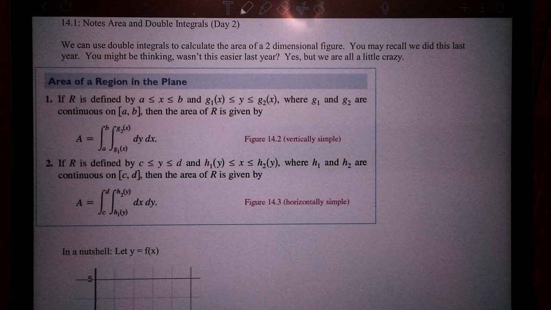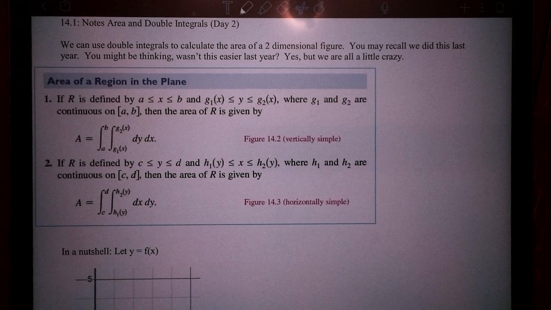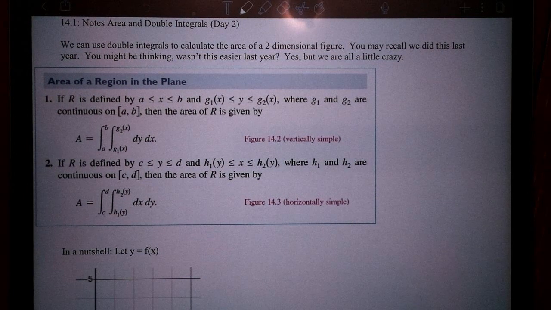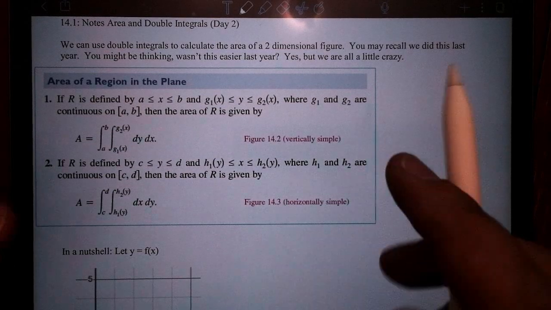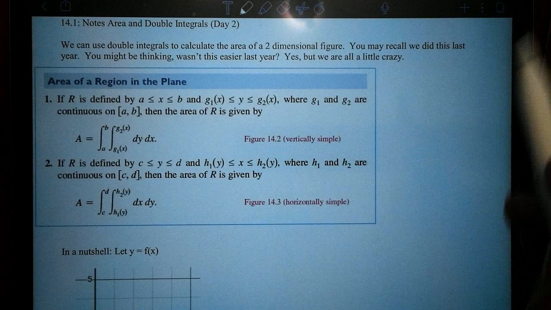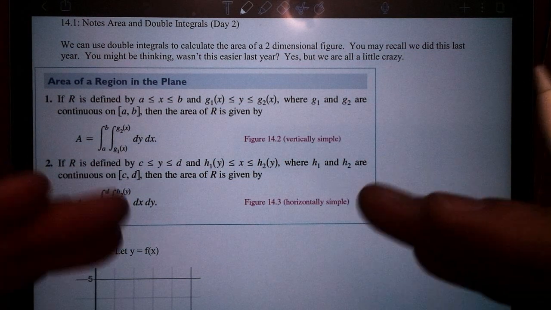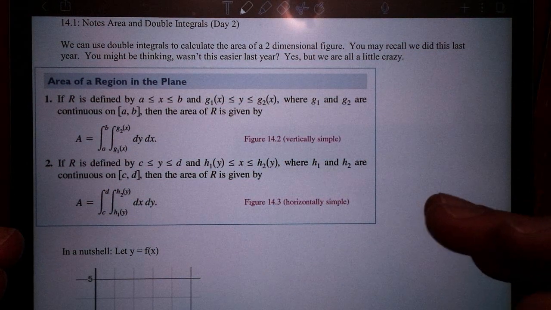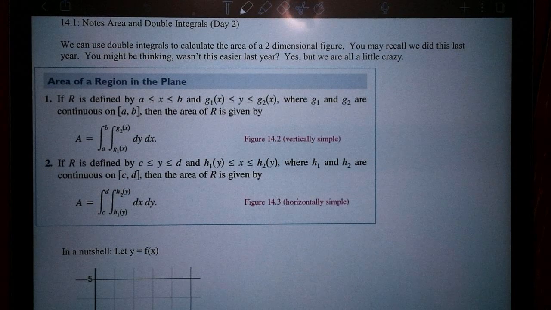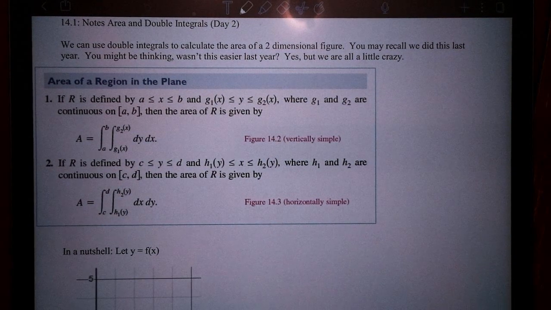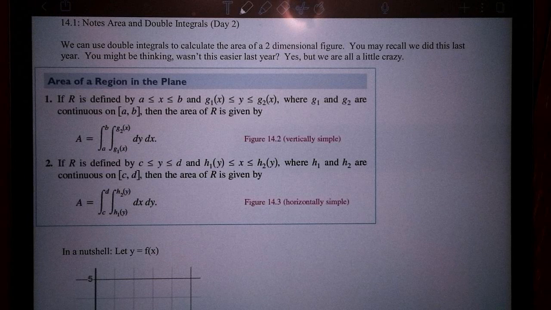Hello, welcome back. Today we're going to talk about how we can use the double integral to find area. You may recall last year from single variable calculus that one of the main uses of the integral is to find area. So today we're going to take a look at how we can use multiple integrals, or a double integral, to also find area. Yes, this is a little bit crazy what we're going to be doing today, but you'll see later on that there's going to be a reason that we're going to do this.